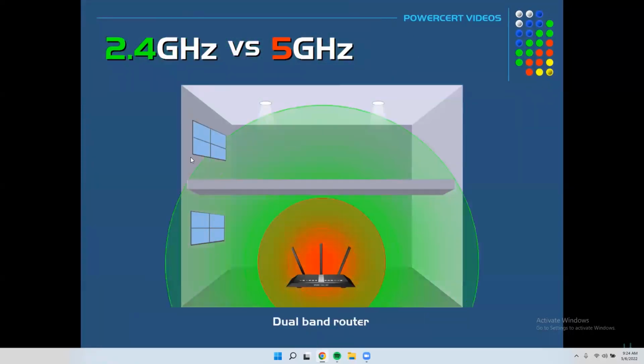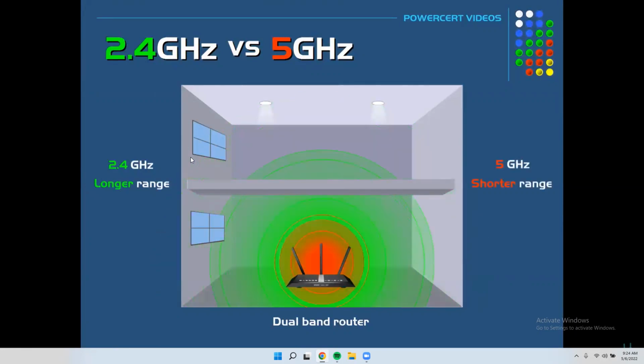So as you can see on this illustration, this dual band Wi-Fi router is broadcasting a 2.4 GHz band, which is the green color, and it's also broadcasting a 5 GHz band, which is the red color. As you can see, the 2.4 band has a longer range and the signal can cover most of this building. And it can also penetrate the second floor and the walls. But the 5 GHz band has a shorter range. The signal doesn't penetrate the second floor or the walls, which limits its range inside a building.